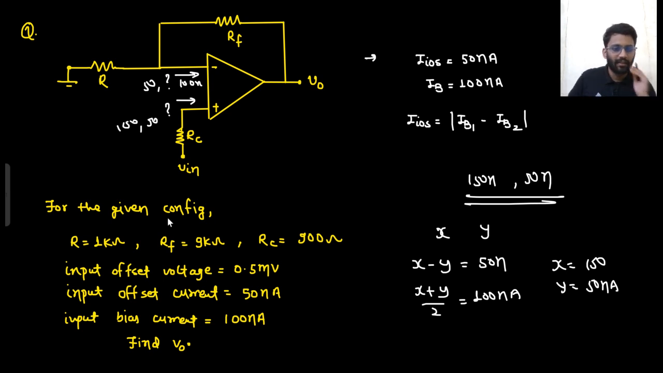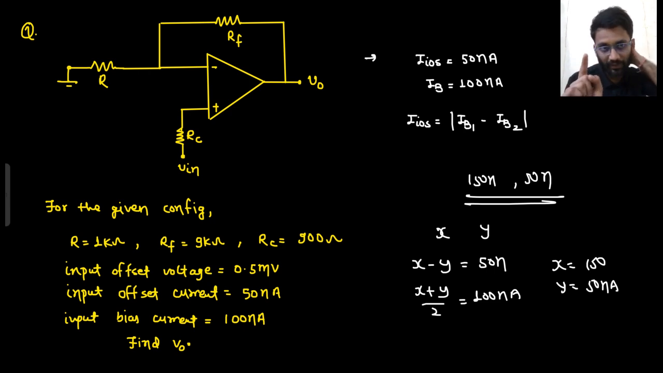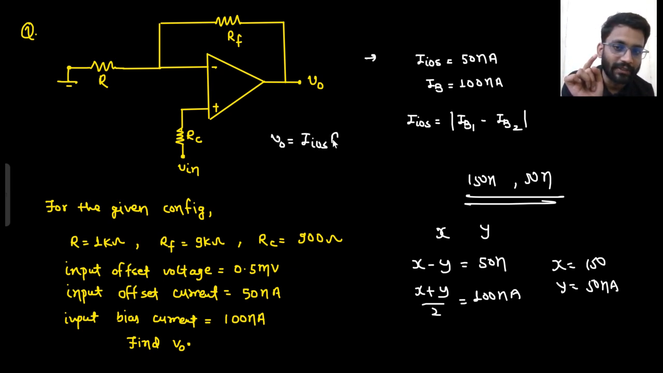Anything can be there. Sorry, 150 and 50 is there, no? So it can be 50, or it can be 150, or this can be 50, or it can be 150. Which current is what, you don't know. So you can't assume any current, right? But you know one thing, that there is compensation resistance. This compensation resistance is connected. So because of the bias current, at the output I am only going to have IOS into RF. That's it. There is no use of this.